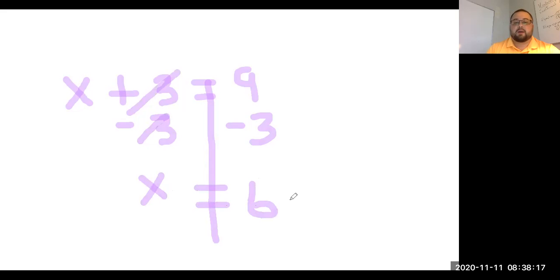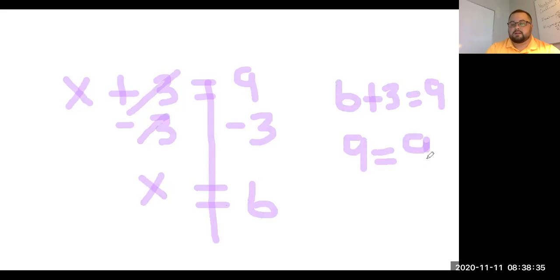Okay. Now, if you wanted to check and go back and see if that is correct for your x, you would put in 6 for your x, and we get 6 plus 3 equals 9. 6 plus 3 is 9, so we get 9 equals 9. So we know that that balance is balanced, okay? And we know that equation is true because 9 does equal 9.